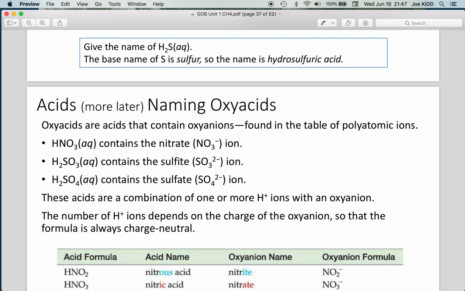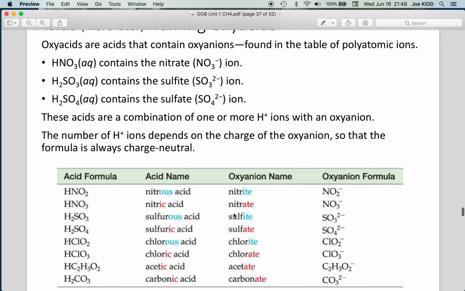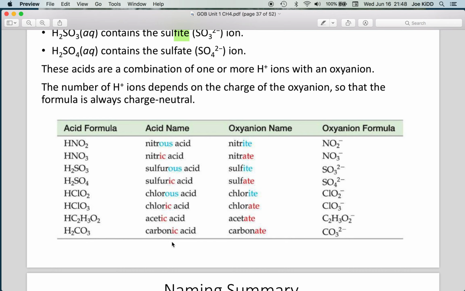Oxyacids are a different kind of acid, and these use the polyatomic ions that contain oxygens. That's why they're called oxyacids. And there's a little memorization device called "ate-ic, ite-ous." Like you can use that to help you memorize this. So when we have the ate version of a polyatomic ion, for example, nitrate, sulfate, chlorate, it will end in ic. Chloric, sulfuric, nitric. If we have the ite form of the polyatomic ion, nitrite, sulfite, chlorite, it will end in ous. Ate, ic, ite, ous. That is the quick way to help you memorize how you would name these oxyacids.